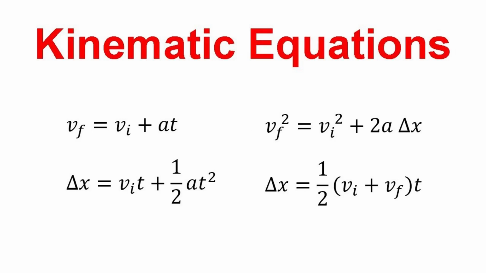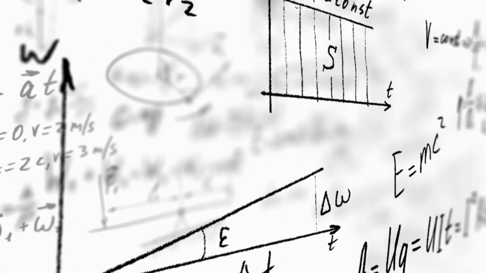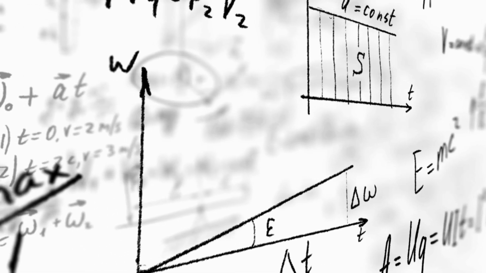But notice something. Once we know the acceleration, we can plug it back into the kinematics equations to find how far it moves or how fast it gets. So kinetics gives us the acceleration, and kinematics tells us what happens because of it. They are like teammates. Kinetics explains it, and kinematics describes it.